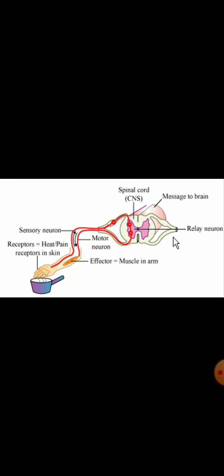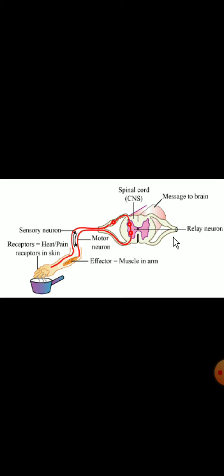What is the pathway? From the stimulus, that is the hot object, to the receptor organ, which is skin. From that it goes to the spinal cord, and the spinal cord will pass it to the effector organ, that is muscles in the arm, and then we give a response by our hand. So in the figure, what is shown with red color, that much is the reflex arc.